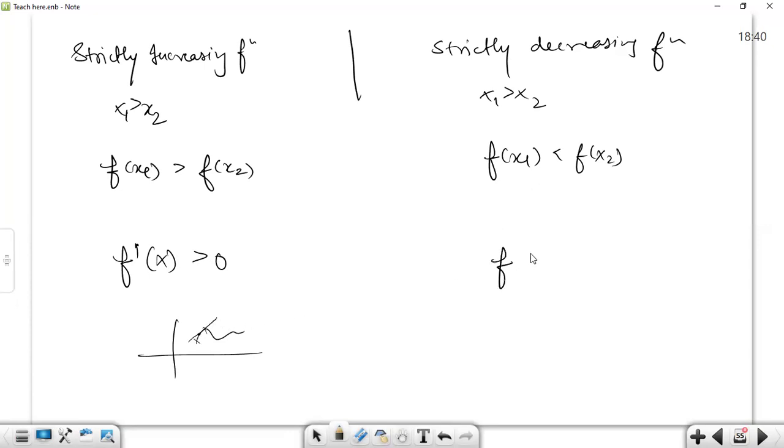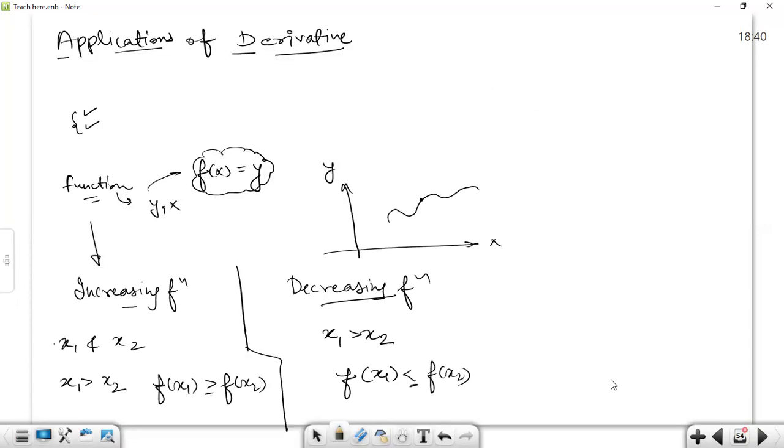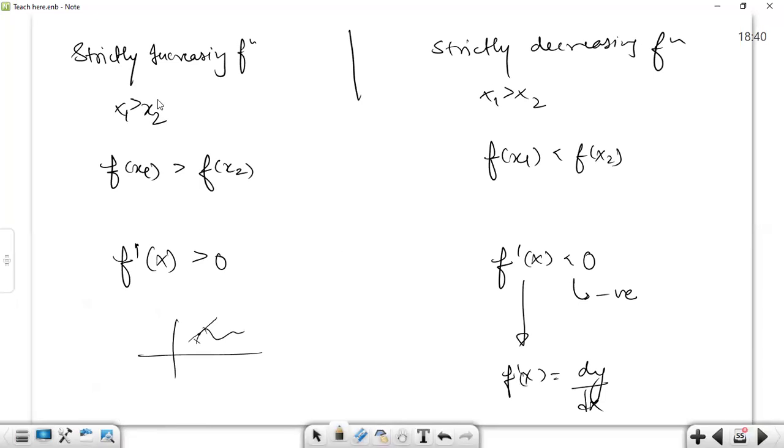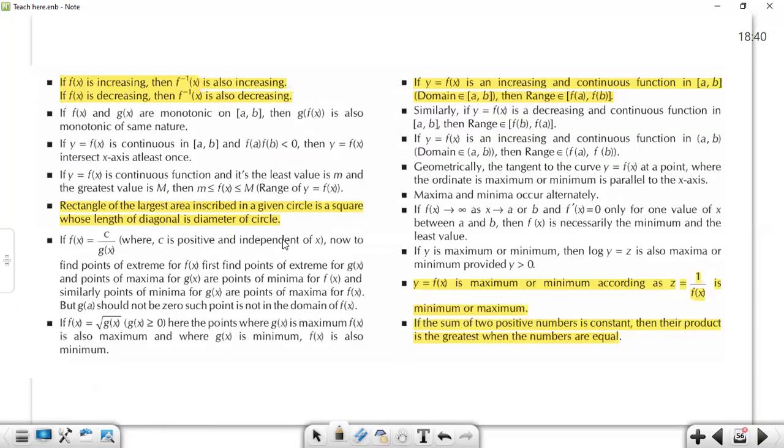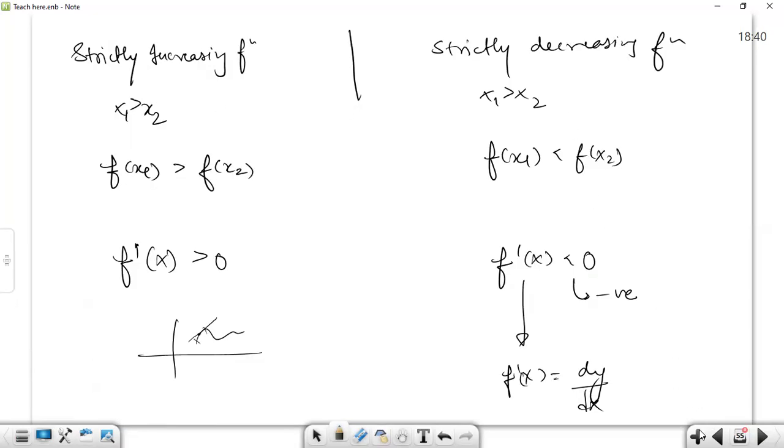For a strictly decreasing function, f dash of x is going to be less than 0, which means it is going to be negative. Okay, so what is f dash of x? As we have discussed earlier, it is dy by dx. In the previous slide, for an increasing function, f dash of x should be greater than or equal to 0, and in a decreasing function, f dash of x can be less than 0 or equal to 0. For strict functions, the condition is only strict inequality; equality is not included. So this is about strictly increasing and decreasing functions.